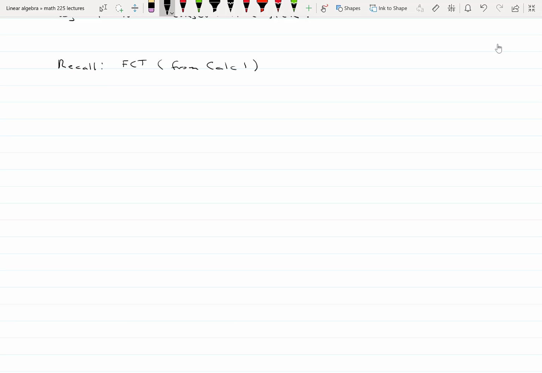The fundamental theorem from Calc 1, or one part of it, remember it has two parts, can be written as the definite integral from a to b of, let's say, f prime of x equals an antiderivative of the function. Well, the antiderivative of the derivative is the function at b minus the function at a.